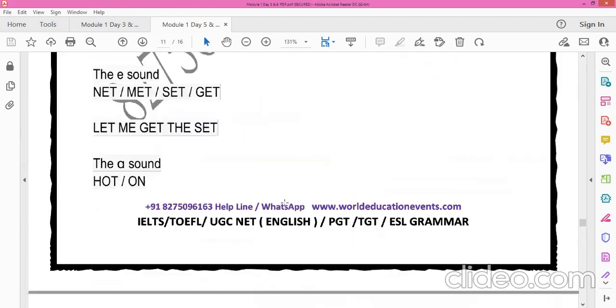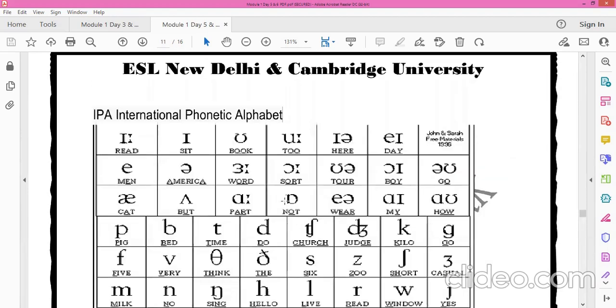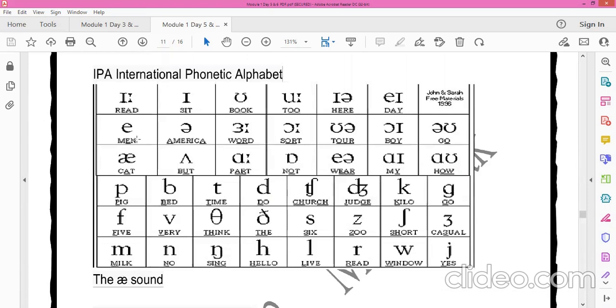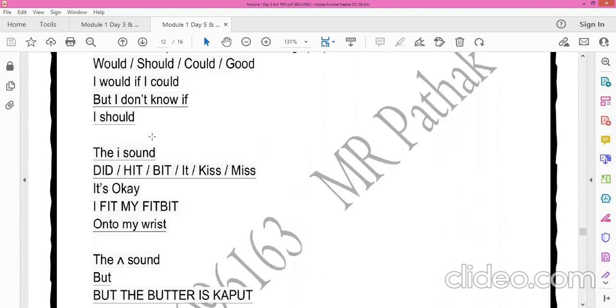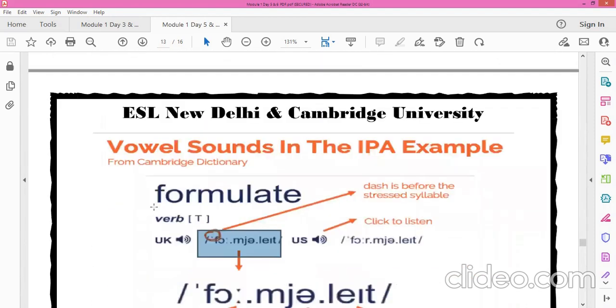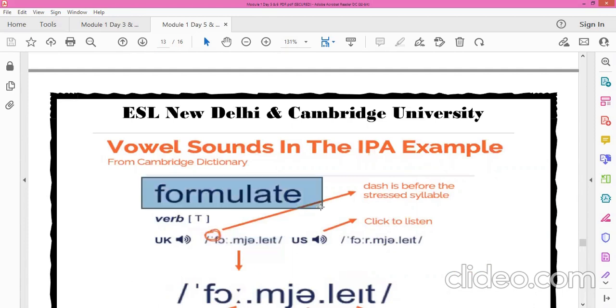Actually, I haven't completed your IPA chart because it takes time, but as I told you, this IPA chart helps us figure out the sound and pronunciation of a particular word. So these are the symbols given. Now, first of all, you need to figure out how many syllables we have. Syllables means vowel sounds we have.